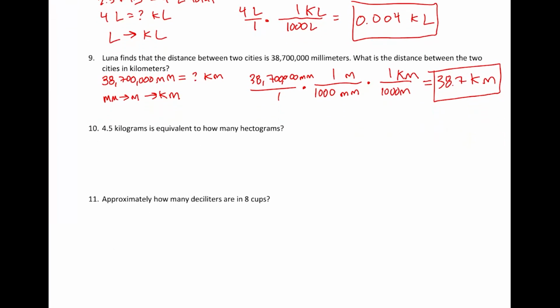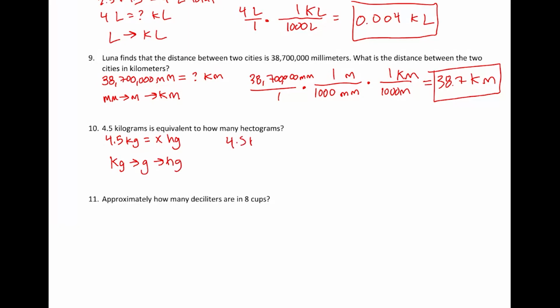Number 4 says 4.5 kilograms is equivalent to how many hectograms? Once again, if you really understand those metric units, you can just multiply by 10 here. But I think for most of us, it's going to be easier to go through two of these conversion factors. So the question's asking 4.5 kilograms is equal to how many hectograms? We're going to go from kilograms to grams to hectograms.